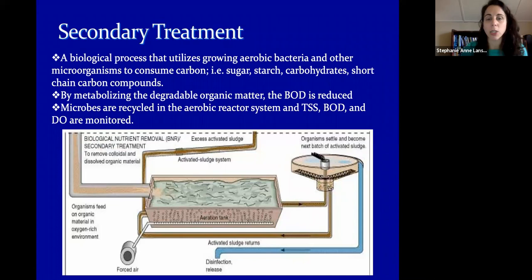So this is where we actually grow aerobic bacteria and other microorganisms to consume the carbon. This is where we actually have metabolism going on. They're going to break down those sugars, starches, carbohydrates, all those short chain carbohydrate compounds. The microorganisms are going to use those, and they're going to respire CO2, and they're going to degrade that organic matter. So this is where we get a lot of our BOD reduction.